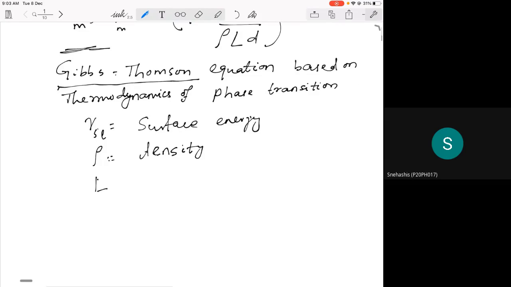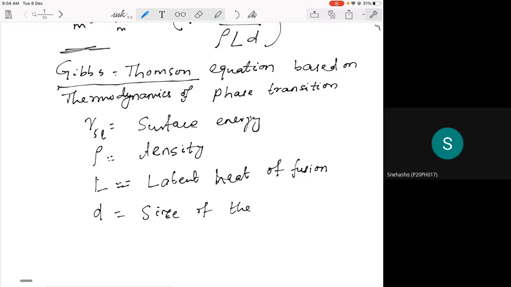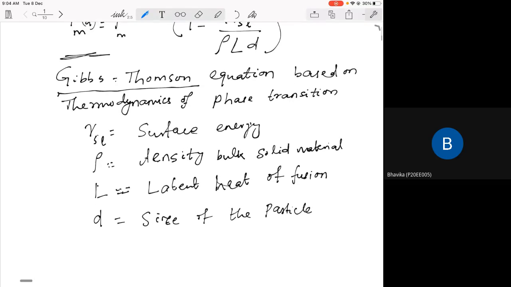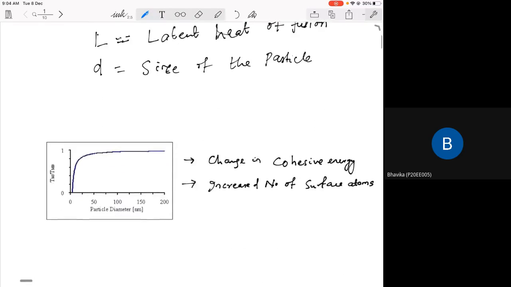Then L is your latent heat, or the latent heat of fusion, and D is the size of the particle. Yes, this is the density of the bulk, the complete solid, the density of the bulk solid material. And so you can then calculate this temperature dependence of the nanoparticle as a function of size.